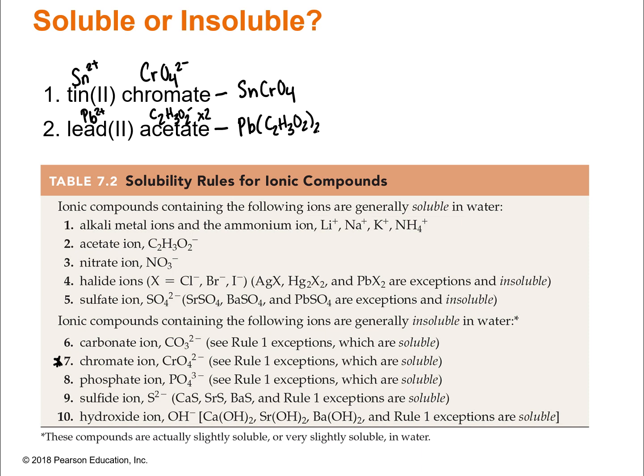We've got our chemical formulas. Now let's go through some rules. I'll do the first one with you, and then I want you to tell me what the second one is. So we've got tin-2 chromate.